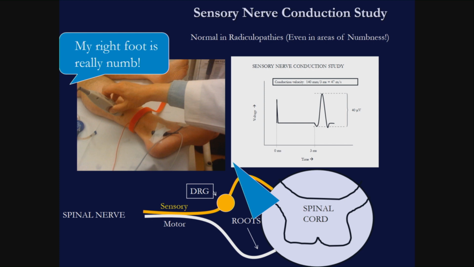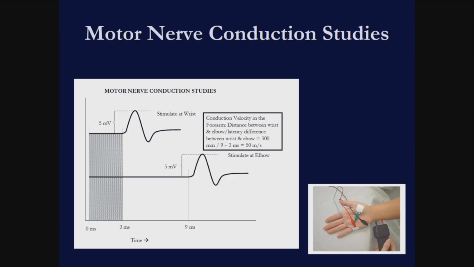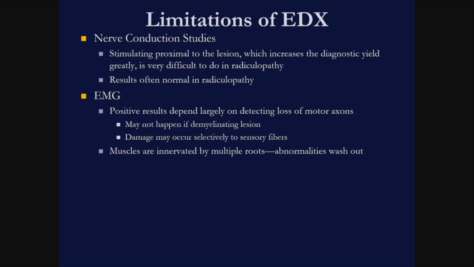Well, when the radiculopathy, as you may remember, damages this nerve segment, it leaves this nerve segment intact. So basically the nerve is viable, but separated from the central nervous system. So synapses are normal in radiculopathy, and this is a very important principle. This just shows the setup for a motor study and the squiggles we get for a motor study.